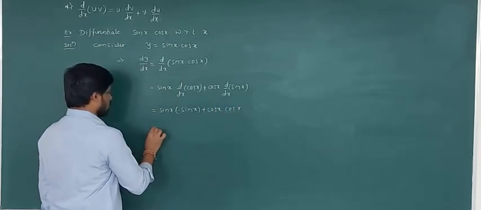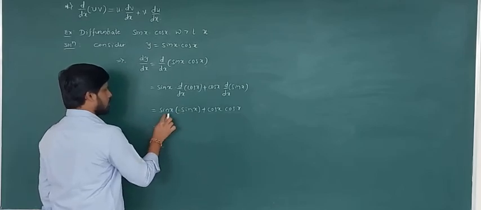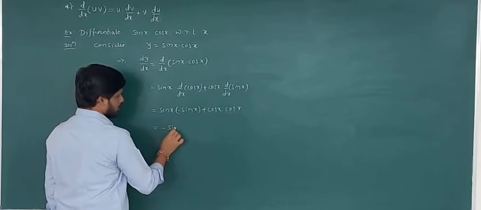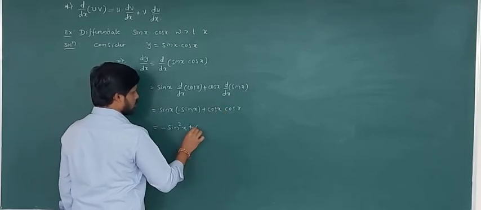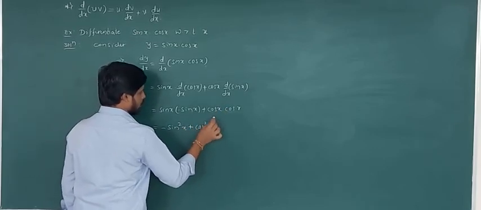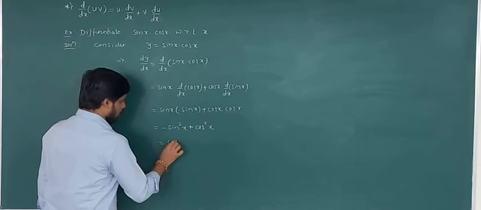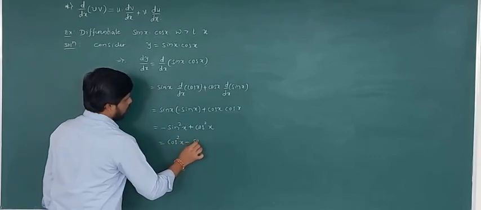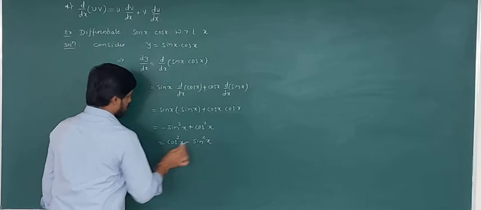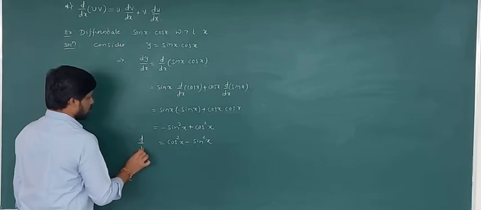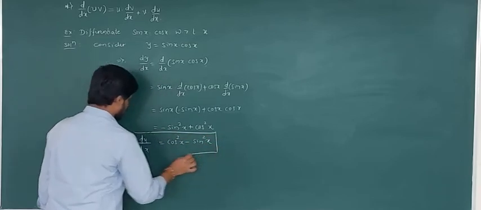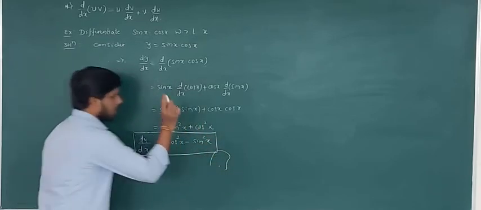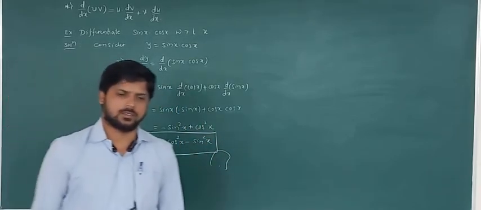So this is equal to here minus, so minus sin x into sin x is sin square x, plus cos x into cos x, cos square x, or cos square x minus sin square x. This is our solution, that is dy by dx is equal to cos square x minus sin square x. Note it down.